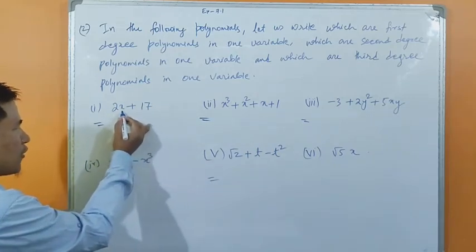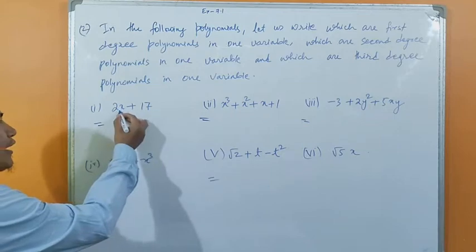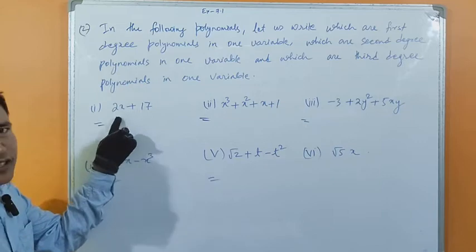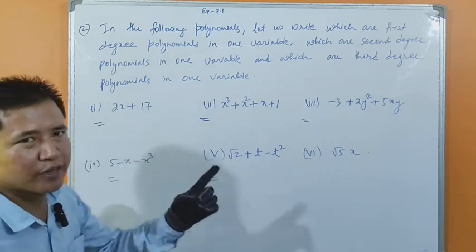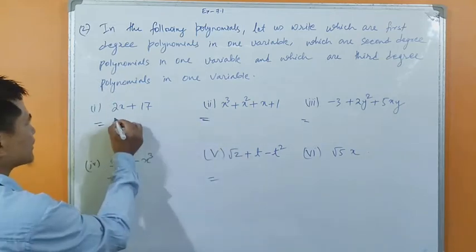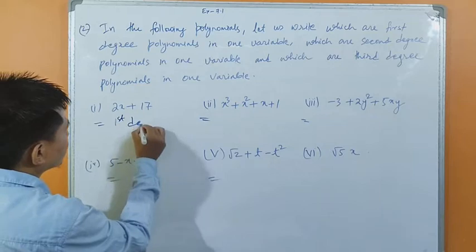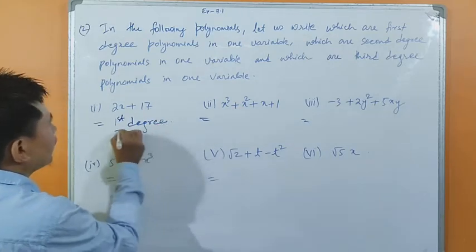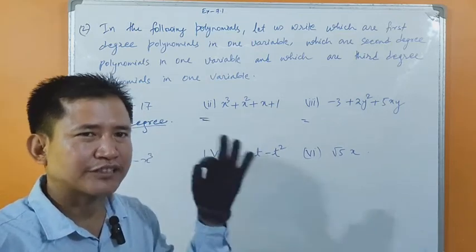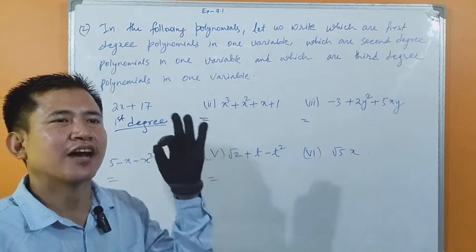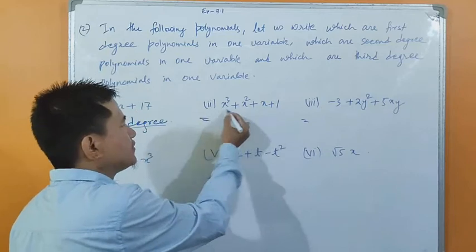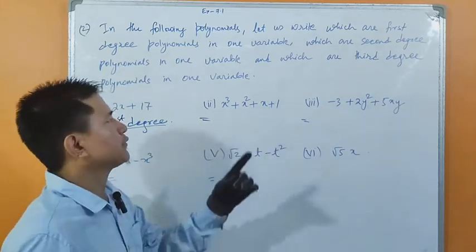This expression has only one variable, x, and this variable has power 1. This means it is a polynomial and the degree of this polynomial is 1. The highest power is 1, so you can write this as a first degree polynomial. First degree polynomial means the polynomial which has the degree 1, or which has the highest power of variable as 1. Understand?